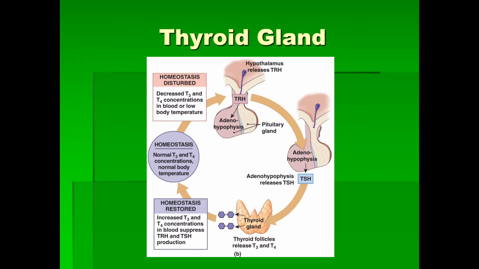It means that it is under the control of the pituitary, and the pituitary itself is under the control of the hypothalamus. So there is a balance between the secretion of thyroid hormones as well as the pituitary and hypothalamus.